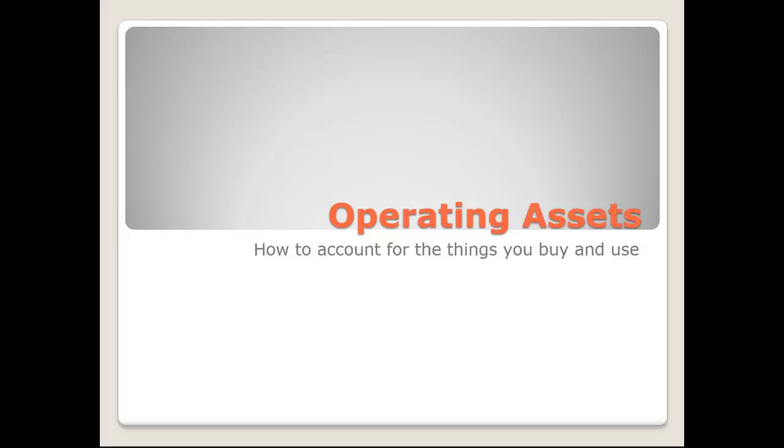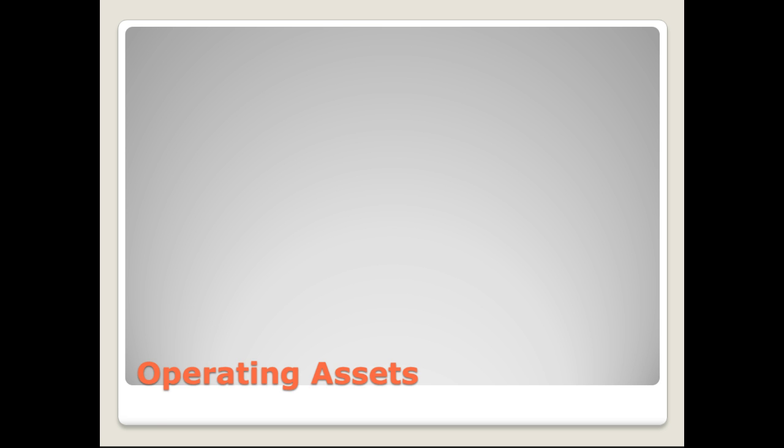Welcome to Chapter 7 in your Cornerstones textbook. In this chapter, we'll be talking about operating assets. These are the long-lived assets that you use for more than a year, that the company uses in their normal course of operations. Hence, they're called the operating assets.